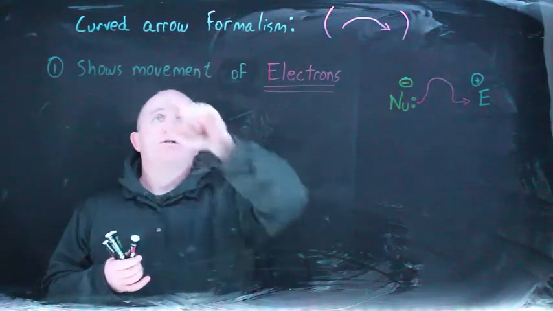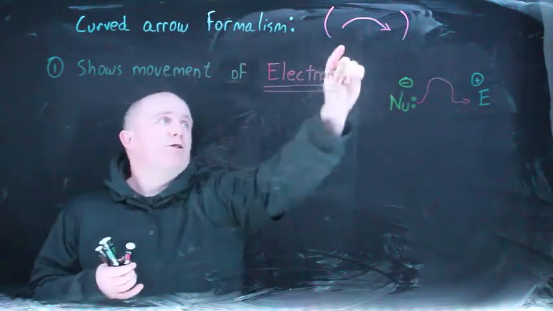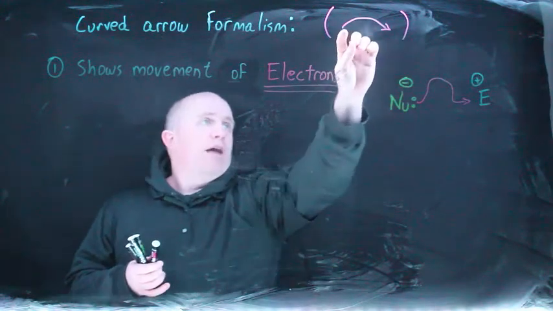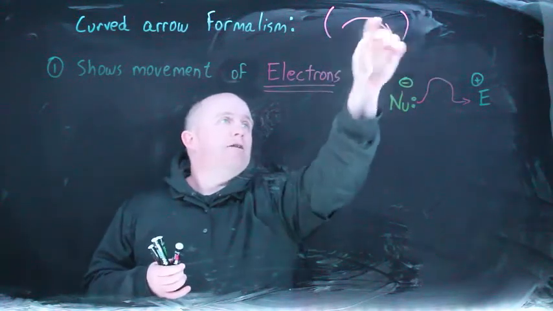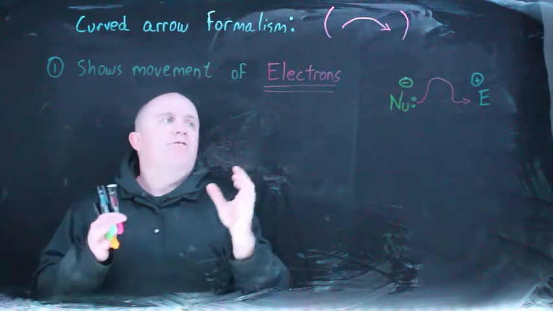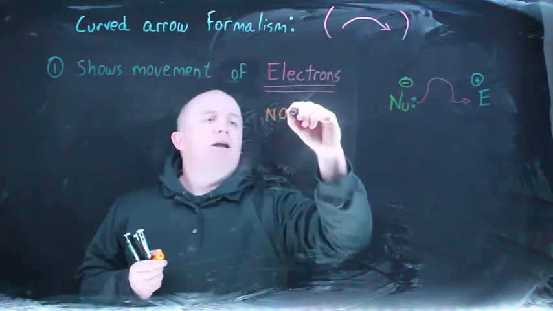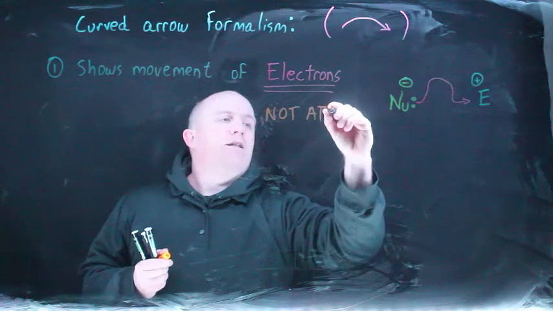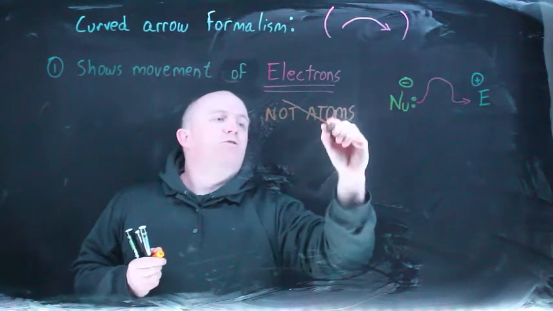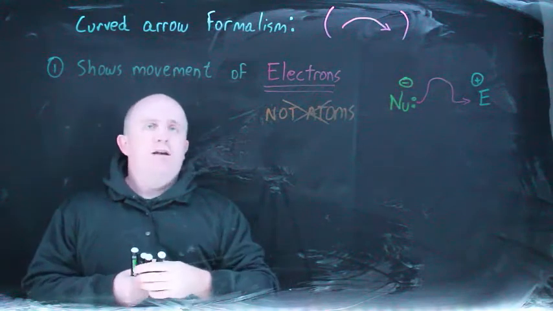movement of electrons. So what we're always doing with the curved arrows, and they're usually drawn that way, with a tail and a head, is they're showing the movement of electrons. And this is as opposed to atoms. Atoms may or may not move, but the electronic arrows show the movement of electrons and not atoms.